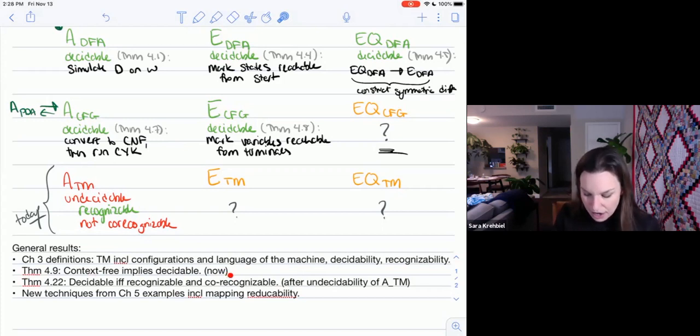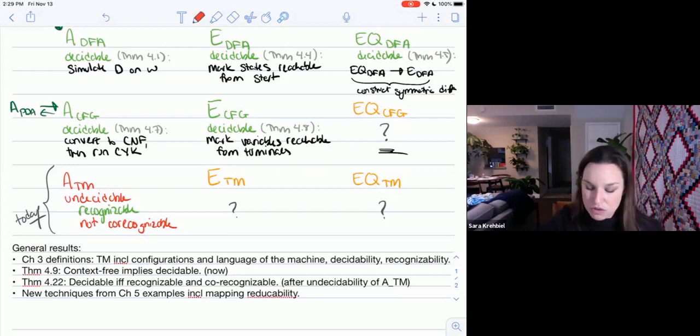What we're going to do right now is this additional theorem in 4.2, or 4.1, that we didn't have a chance to cover, which is that context-free implies decidable. So this is 4.9. Today, after we talk about this new undecidability result, we're going to look at a theorem that basically shows how I can combine pieces of information about recognizability and co-recognizability and how that relates to the question of decidability. And then later on, we'll develop some new techniques for doing more complicated classification questions.